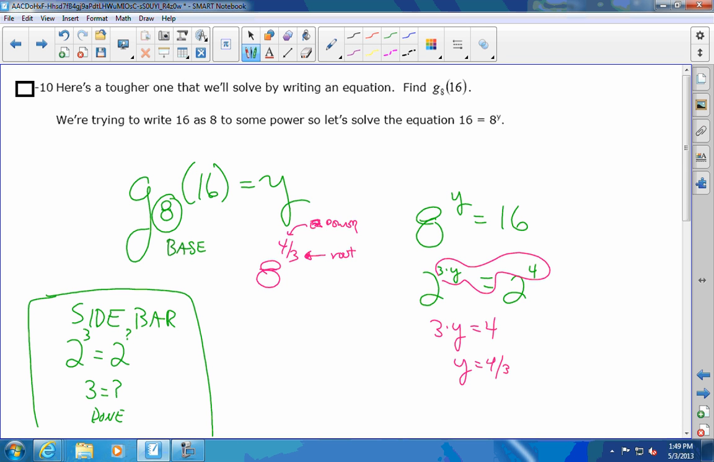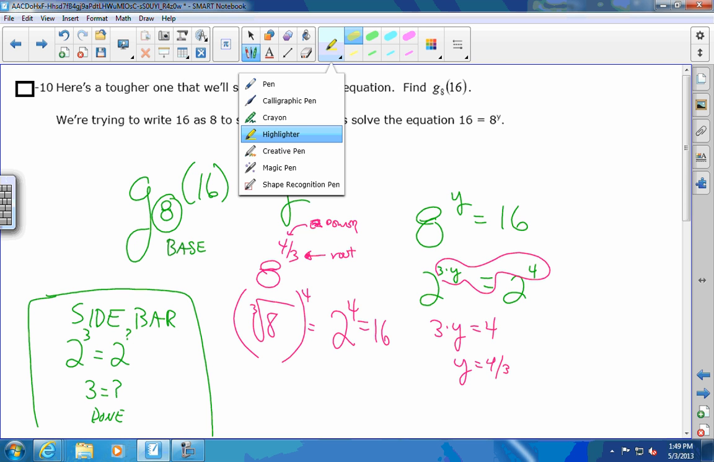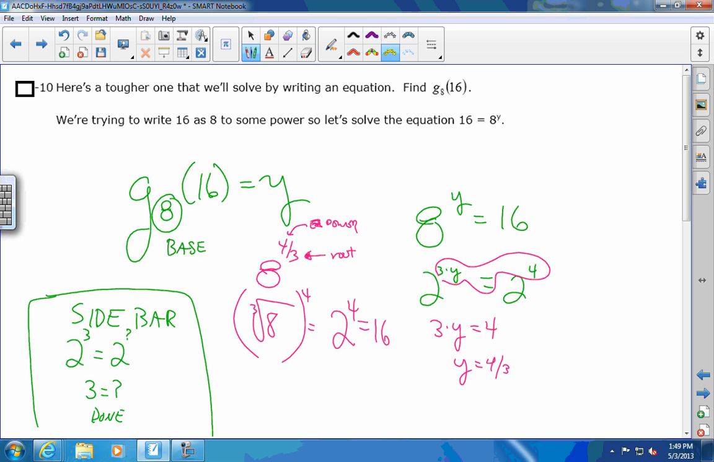So it's always easier to take the root first. So I take the cubed root of 8, and then I raise it to the 4th power. The cubed root of 8 brings me to 2. 2 to the 4th is 16. I'm a happy camper. Okay? Definitely a happy camper. All right. And to show you that I'm a happy camper, we're going to put a little smiley face right there.